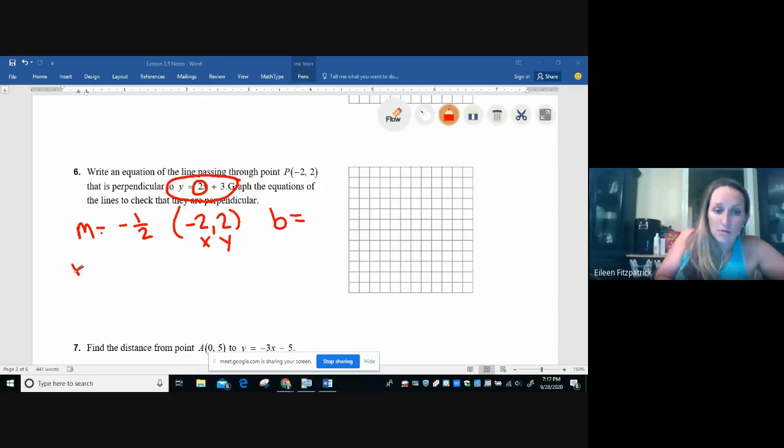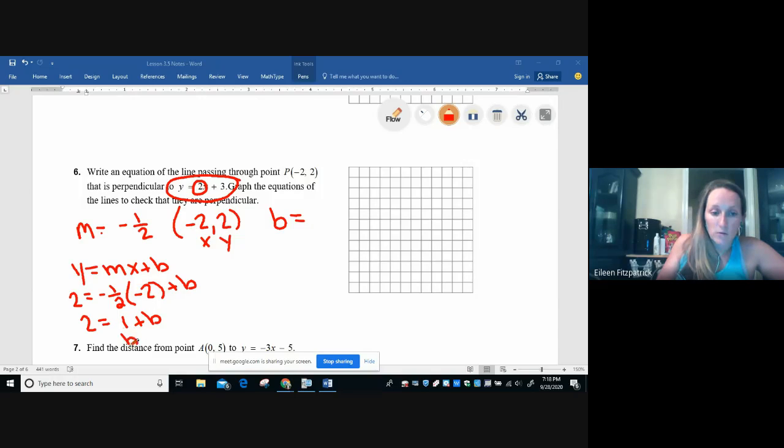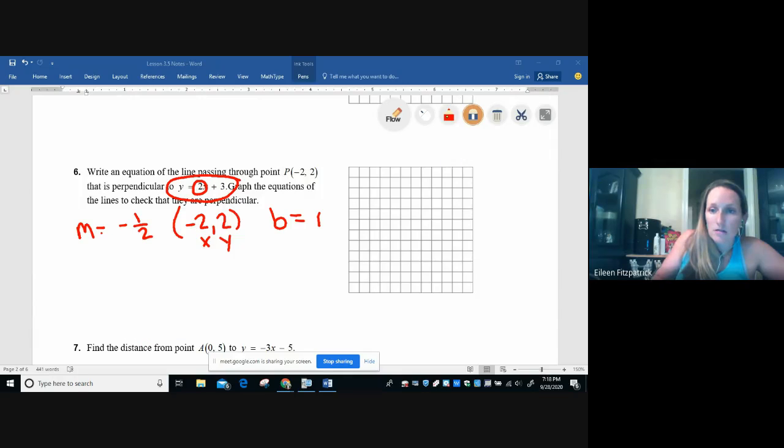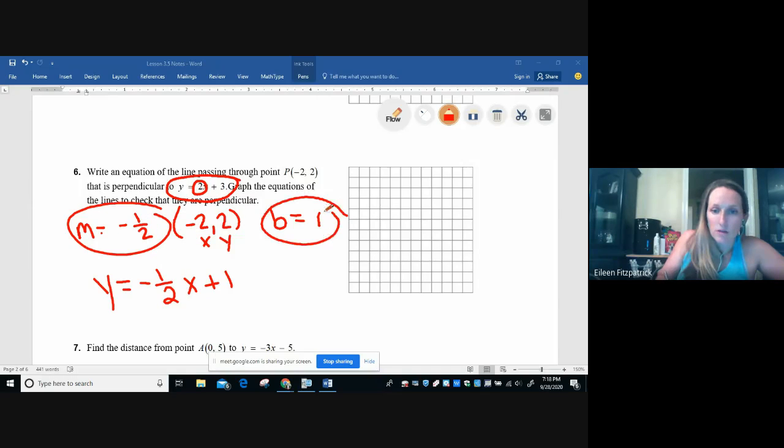So same setup, you're going to write y equals mx plus b. Plug in everything you know so you can solve for b. So you're going to have 2 equals -1/2 times -2 plus b. So you have 2 is equal to, and you're going to multiply, right? Cross simplify as you do. Negative times negative is a +1 plus b. Subtract the 1 from both sides and you get b is equal to 1. Once you know that b is equal to 1, you can write the equation of your line. So it's y equals -1/2 x plus 1. You need the m and the b, which is what you have, and you just plug them in.